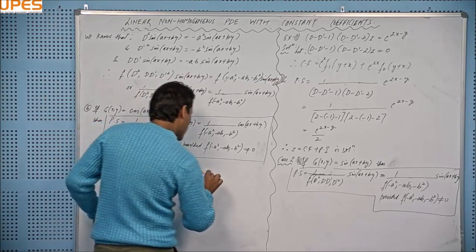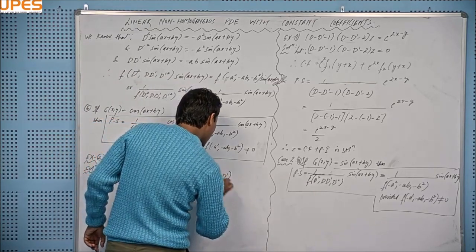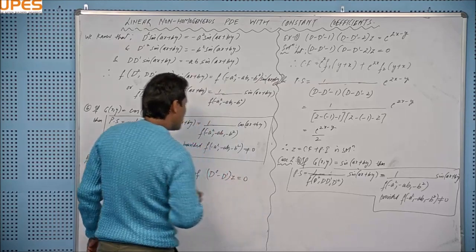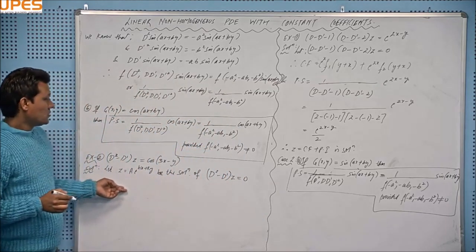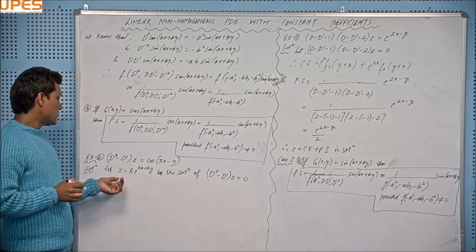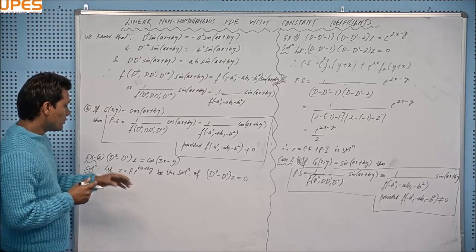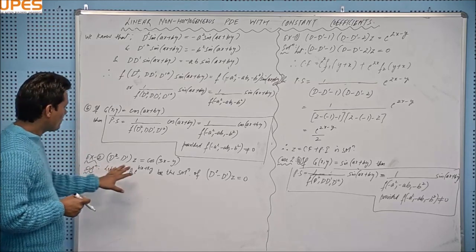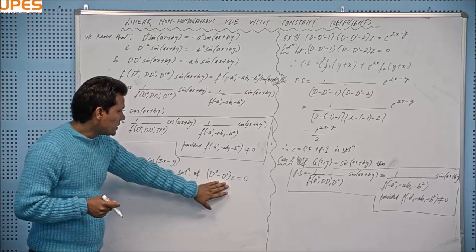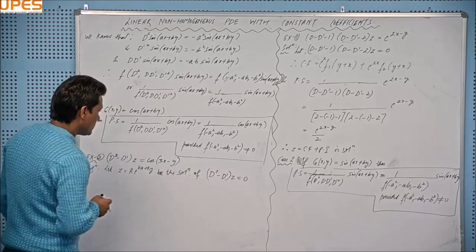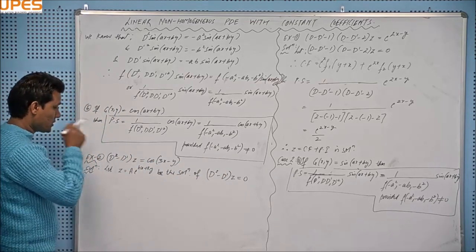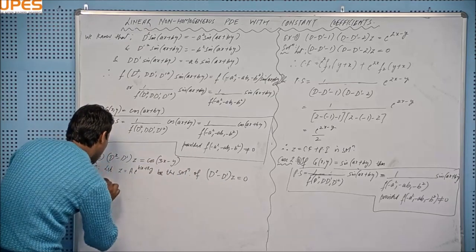of D square minus D dash Z equal to 0. Please see the details of how this method works in our last video. I am not doing that in detail, and that gives me, after substituting this Z here, something like h square minus k equal to 0. Then the solution is the solution.